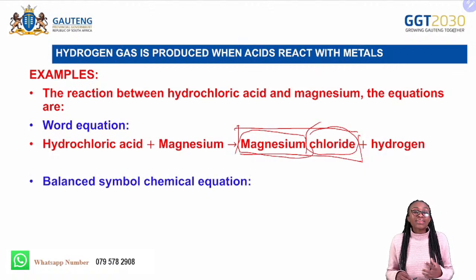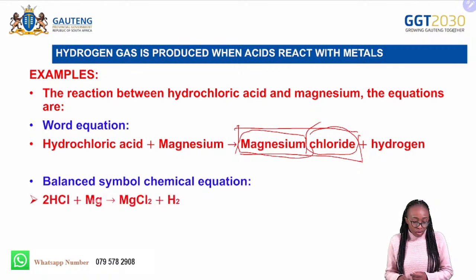Now let's look at the balanced equation for the symbol equation. Okay, so we have hydrogen chloride reacting with magnesium to give us a salt, which is magnesium chloride, and hydrogen gas.